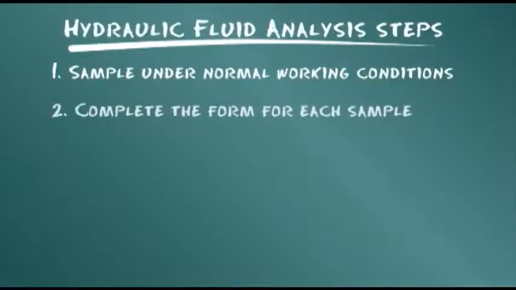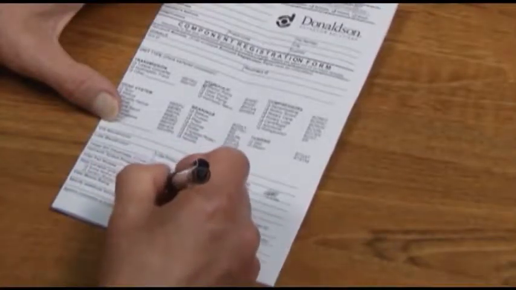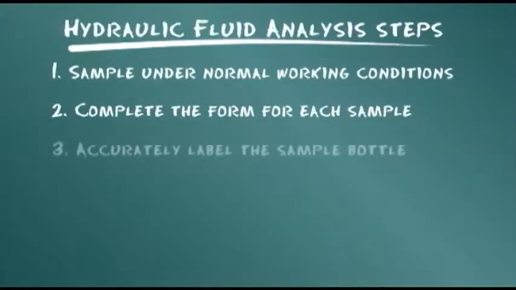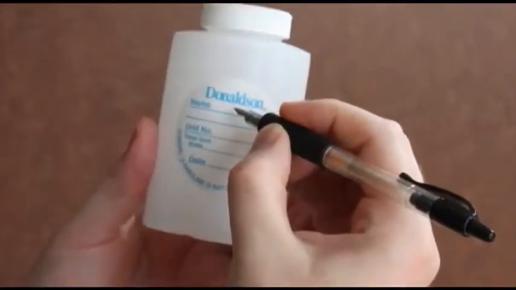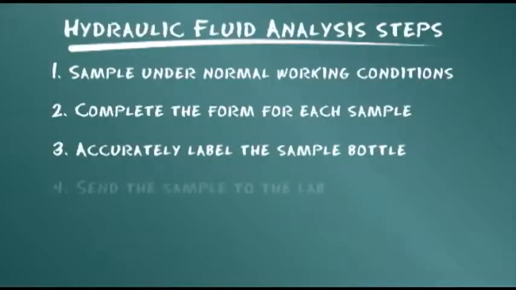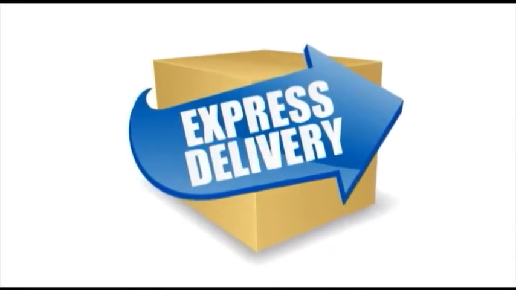Next, complete the mostly self-explanatory sample processing form for each sample. Be sure to inform the laboratory of any mechanical or operating problems experienced with the sampled system. Step 3 is to accurately label the sample, taking care that it matches the data on the processing form for proper identification of the sample. As the 4th step, send the sample to the lab using a rapid delivery service. We recommend sending the samples in quickly rather than holding on to them.